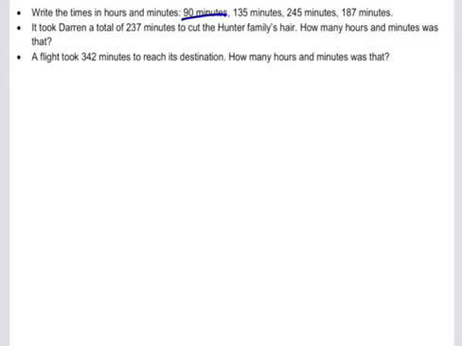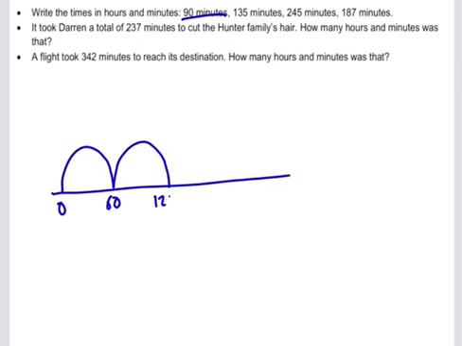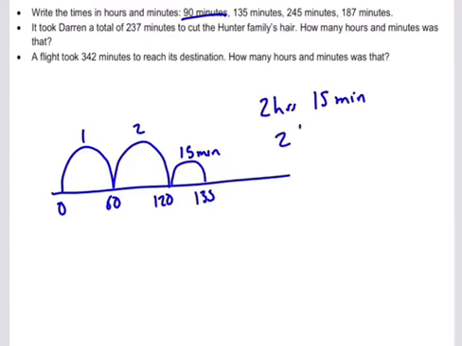135 minutes. 1 hour, 60. 2 hours, 120. 135, that's 1 hour. 2 hour. From 120 to 135 is another 15. So we've got 2 hours, 15 minutes, or you could say 2 1/4 hours.